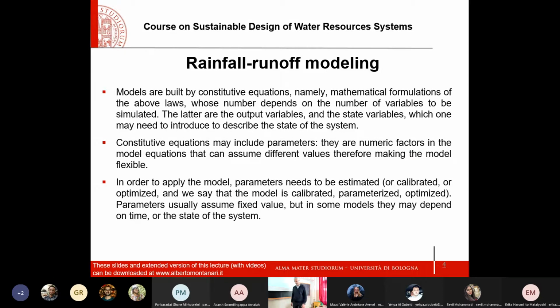Now, what is the purpose of a model? I mean, sometimes we are concerned by the term mathematical modeling. Actually, it is a very simple concept. What is the purpose of a model? It is to reproduce some variables of interest. In this case, what do I want to reproduce? The river flow. Fine.